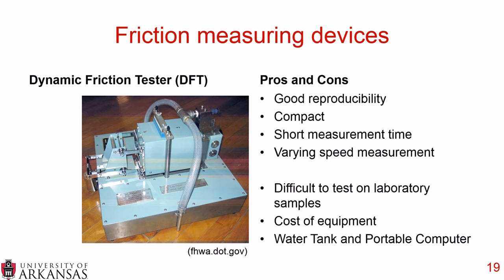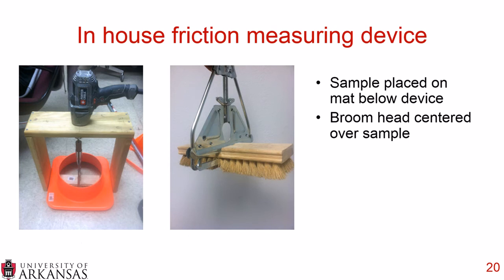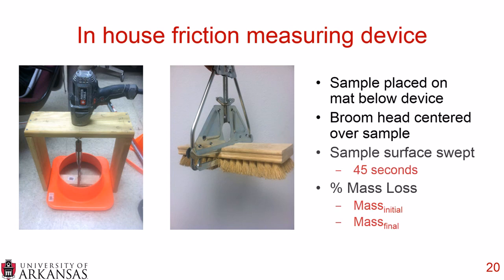So for our in-house friction measuring devices, we simply made a small wooden frame, bought just a normal power drill, and then attached this simple broom to the end of that power drill. And you activate the power drill, and that rotates the broom, and you're able to get some friction measurements.